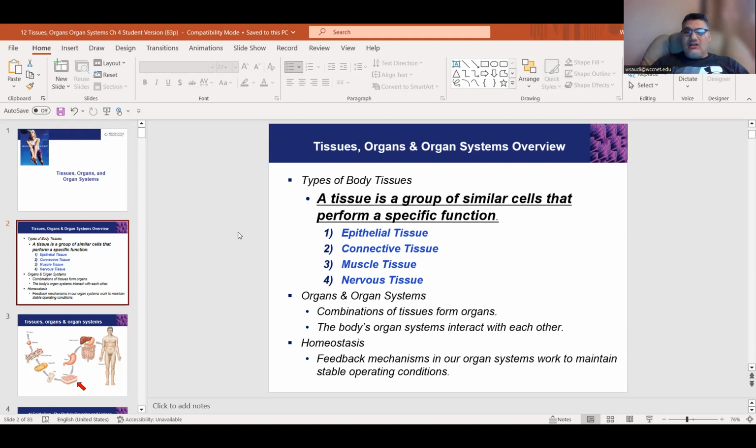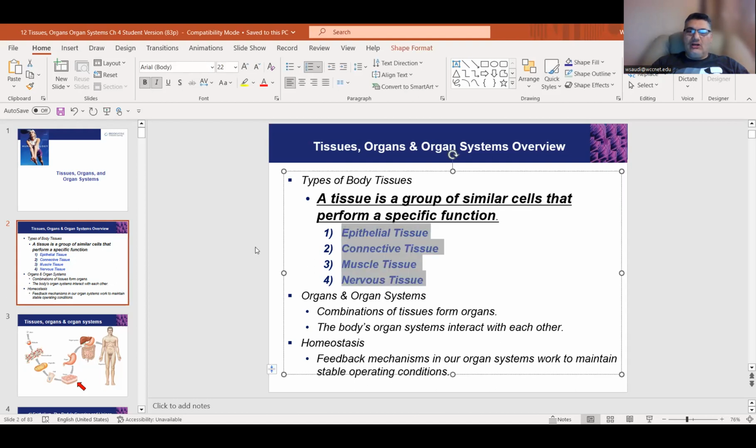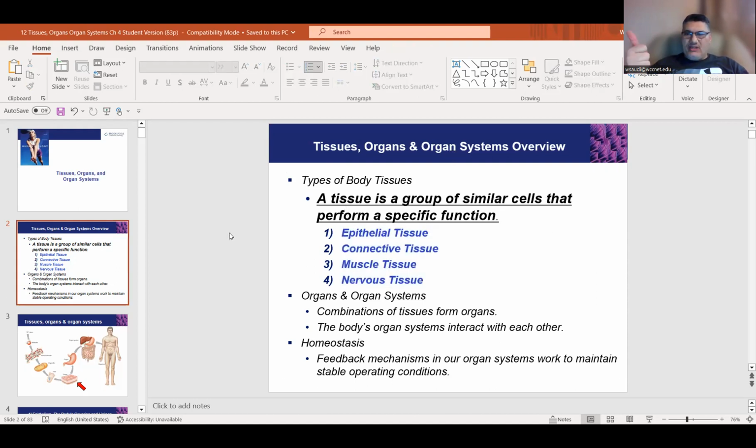So what are the tissues that we need to know, which is a group of similar cells performing a specific function. These tissues have this function. These tissues have another function. We will discuss it. But basically, we have 4 types of tissues: epithelial, connective, muscle, and nervous tissues. We will discuss the details of each one of those tissues. And then we will put them together to make organs and so on later on.